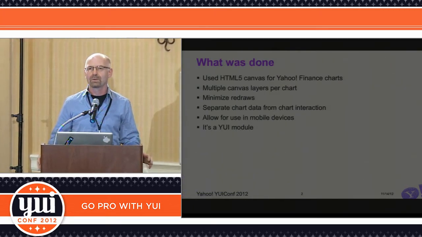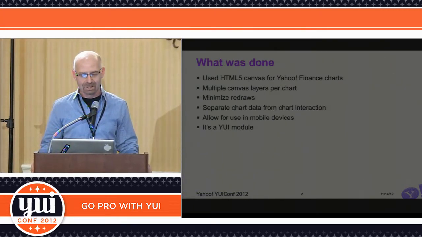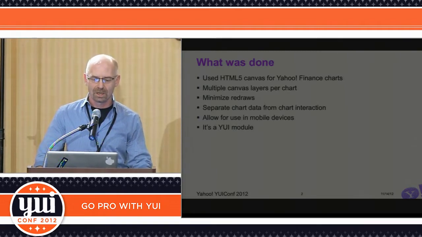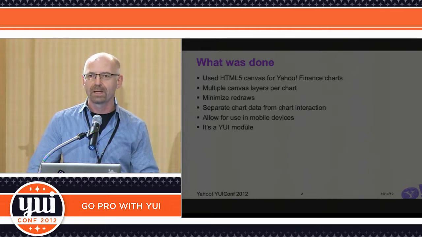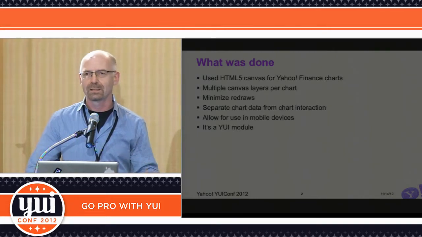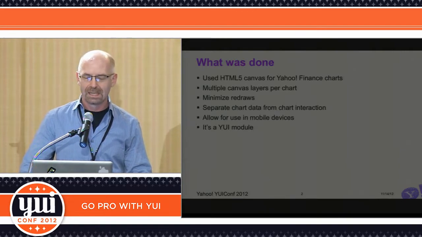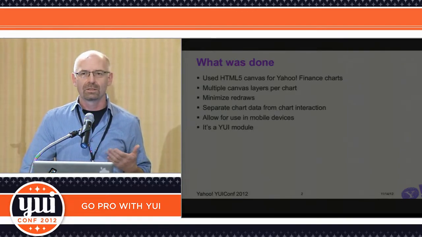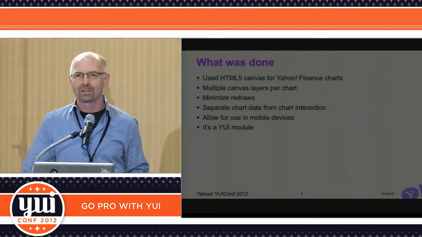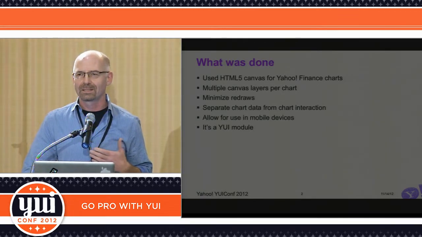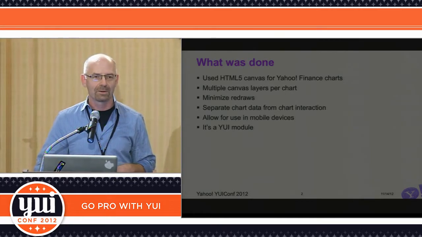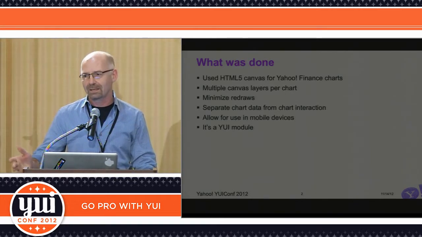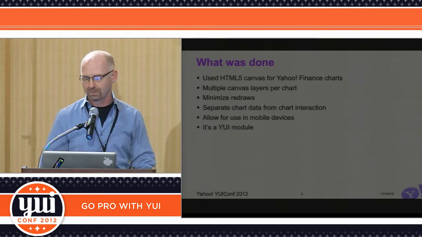So here what we're doing is actually using HTML5 canvas for the finance charts and using canvas layers for the chart to minimize redraws, separating the chart data from interaction, and essentially giving the user a much better experience. There's no flashing. You don't get the sensation that there's any redraws. It's a little bit faster than any of the other HTML5 charts that I've seen. And it's also a YUI module. And we'll talk a little bit more about that right at the very end.